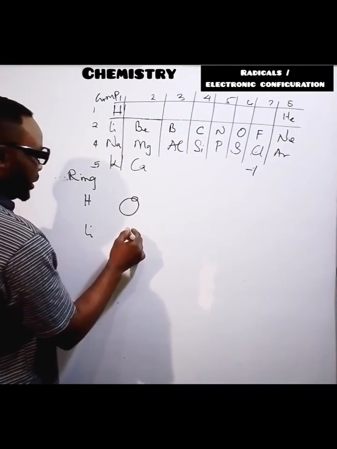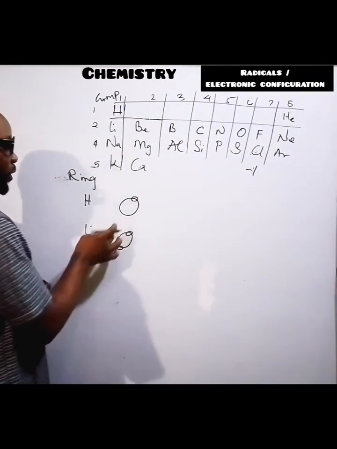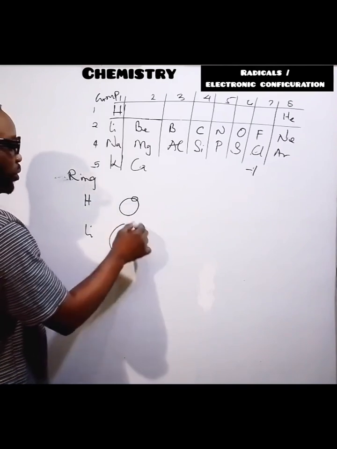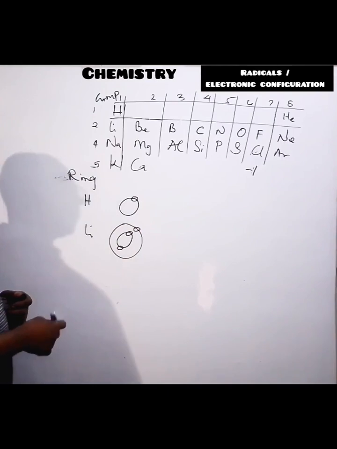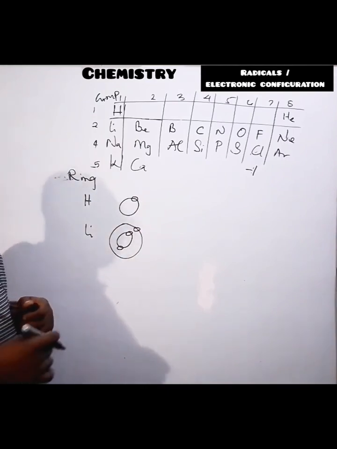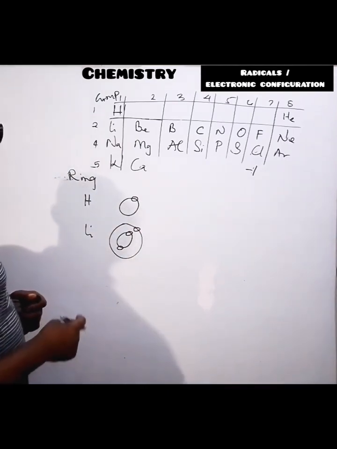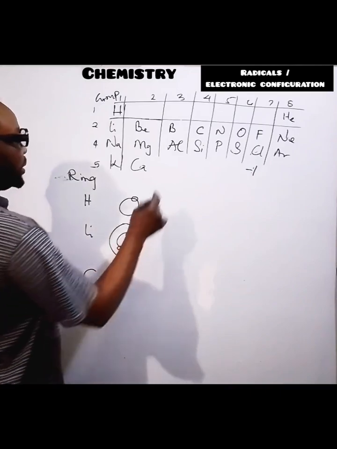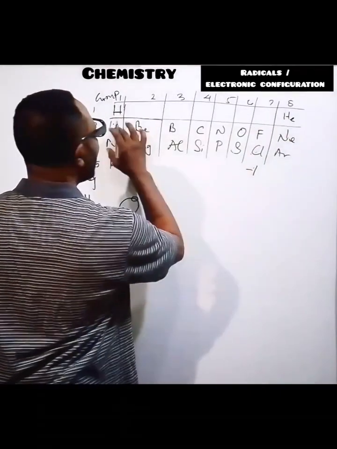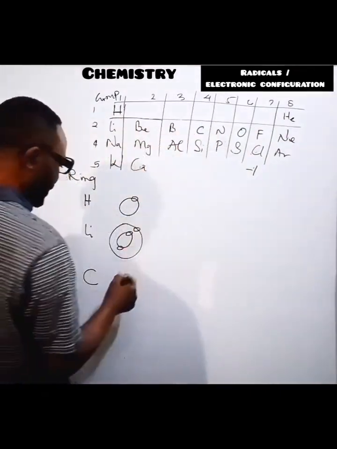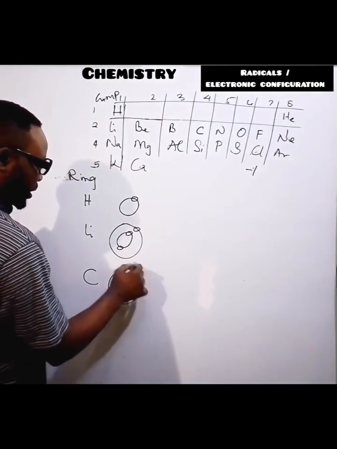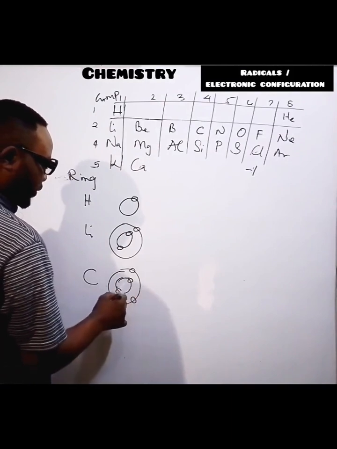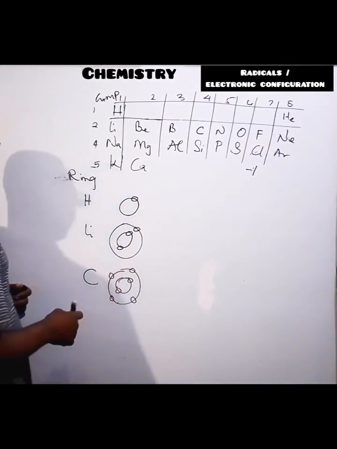That is how you do it. You get the first ring, 1, 2. This one is fully filled now. Then you need to move to the next ring, 3. This is lithium. Next, I want to draw carbon. Carbon is 1, 2, 3, 4, 5, 6. 1, 2, then the next ring, 3, 4, 5, 6.